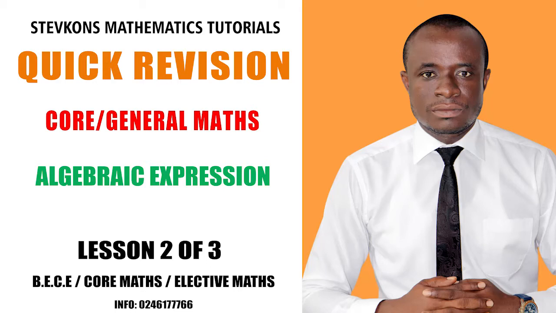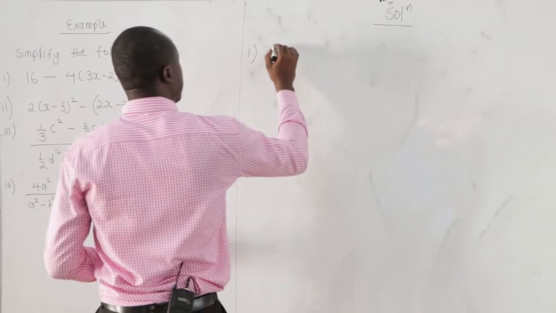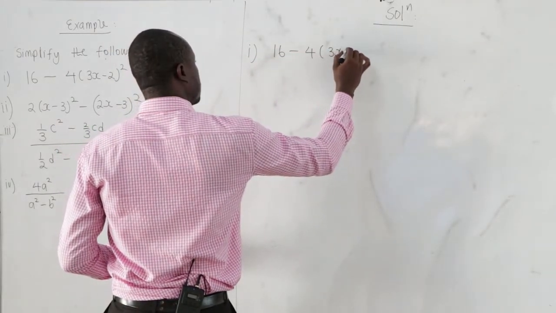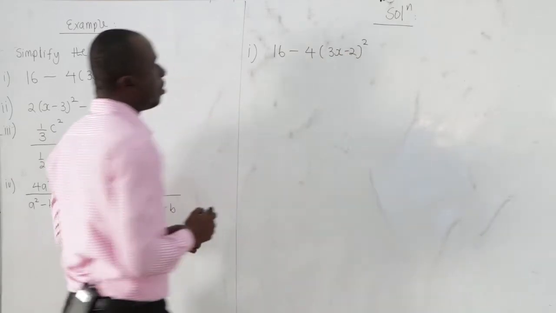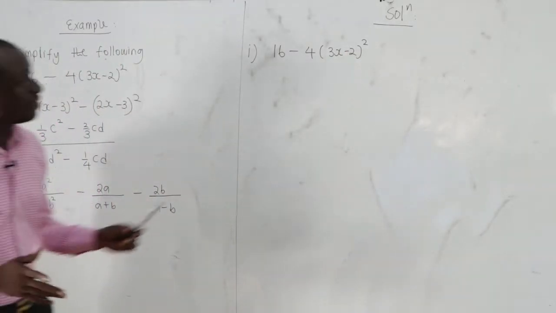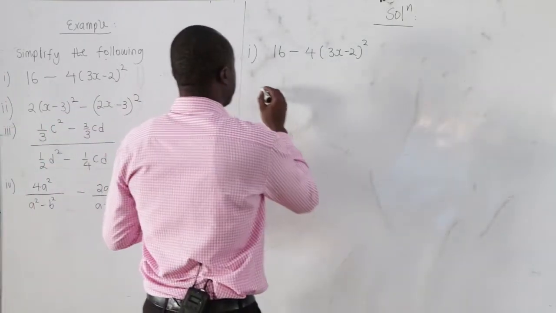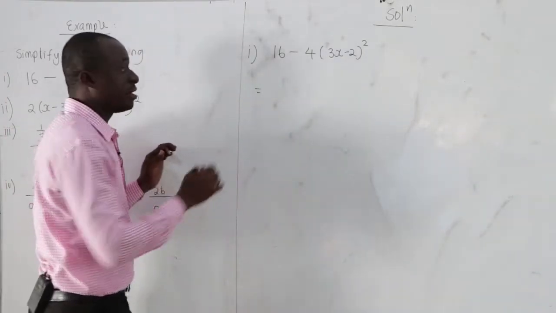Now let's consider this example. Simplify the following. Our first one, we have 16 minus 4(3x minus 2) all squared. And clearly, this is a difference of two squares. Now we can rewrite this as 16, we can write this as what?